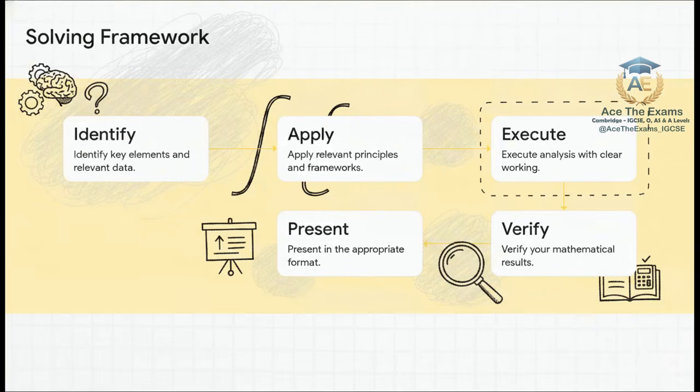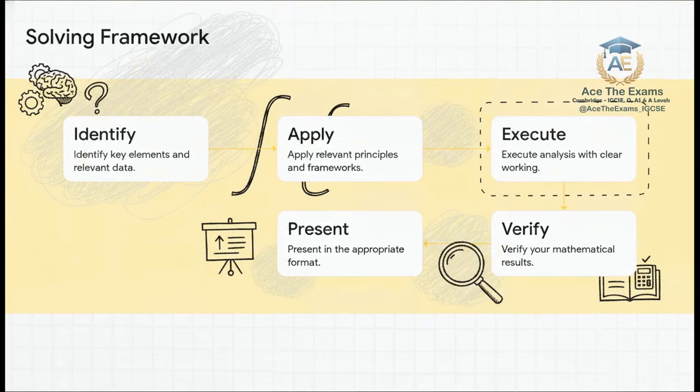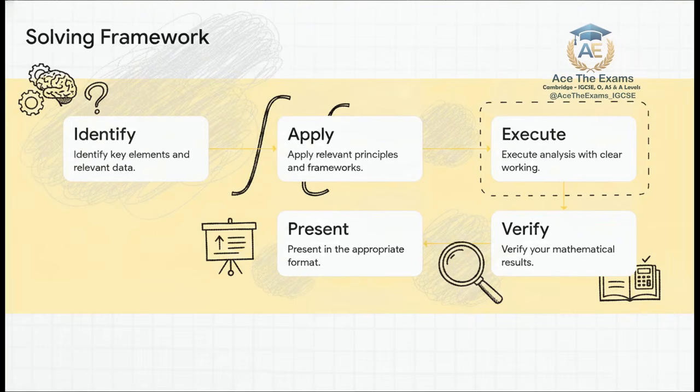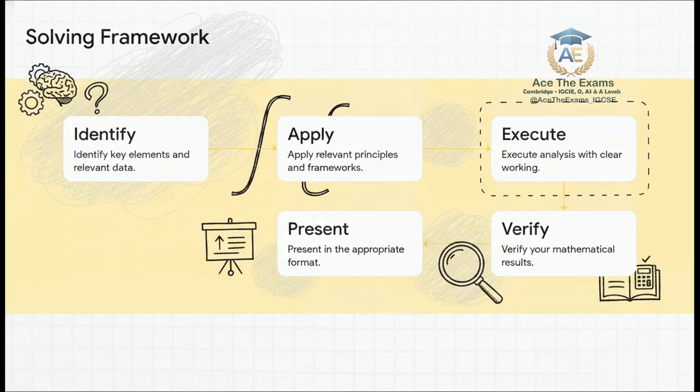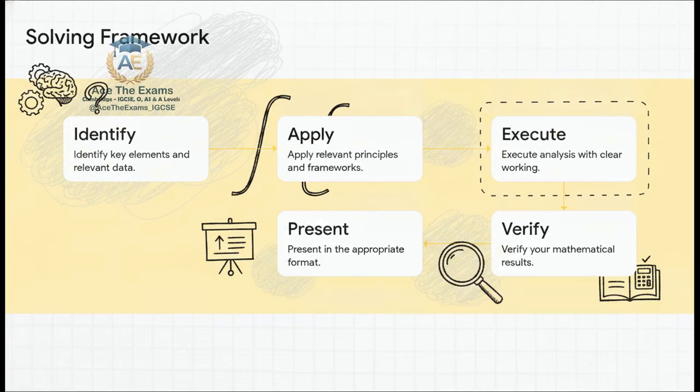So, how do we systemize a complex problem when we're under pressure? You need a rigid sequence. Step 1, deconstruct the question, find the key elements and the relevant data. Step 2, pick your analytical framework and apply the right principles. Step 3, execute your analysis with crystal clear working and notation. Step 4, verify your results, always verify. And step 5, present the final information in the appropriate format using the correct terminology. Having this exact sequence in your head is your absolute safety net when you're in that high-pressure exam room.